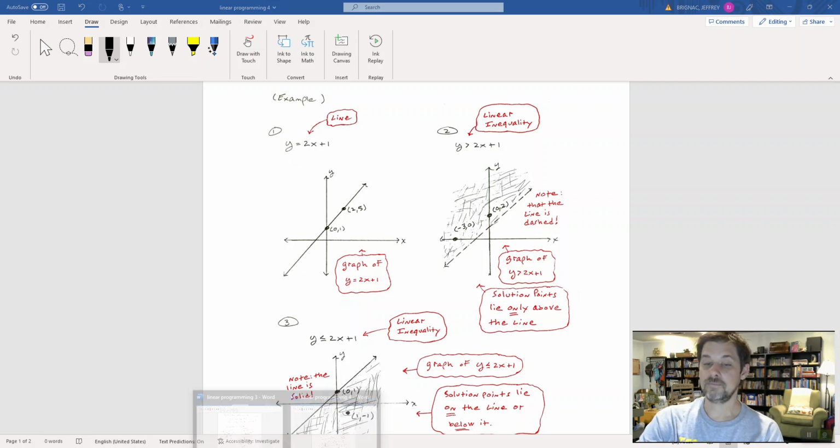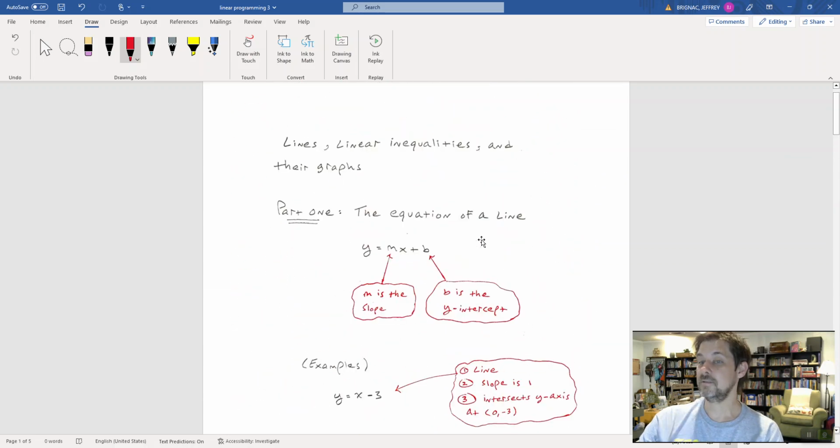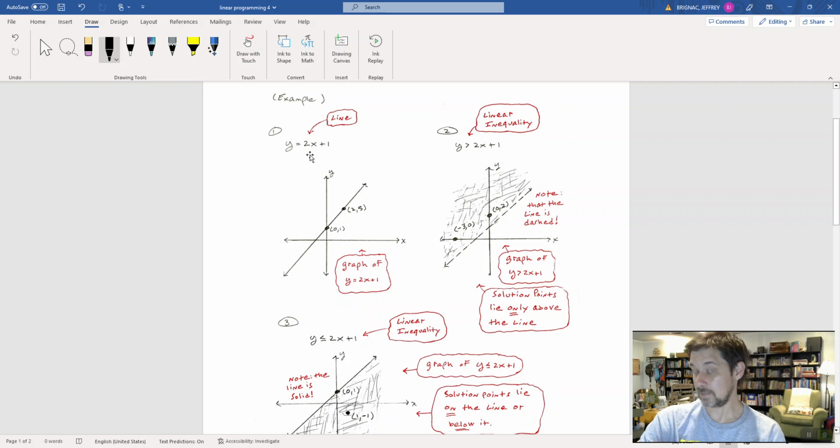Hopefully we know from the other video that that is a line because of the form of the equation, okay? Lines look like this, y equals mx plus b. So we could recognize this as a line. If I wanted to graph it, I could plot 2 points. 0 for x and 1 for y satisfy this equation. 2 for x and 5 for y also satisfy this equation.